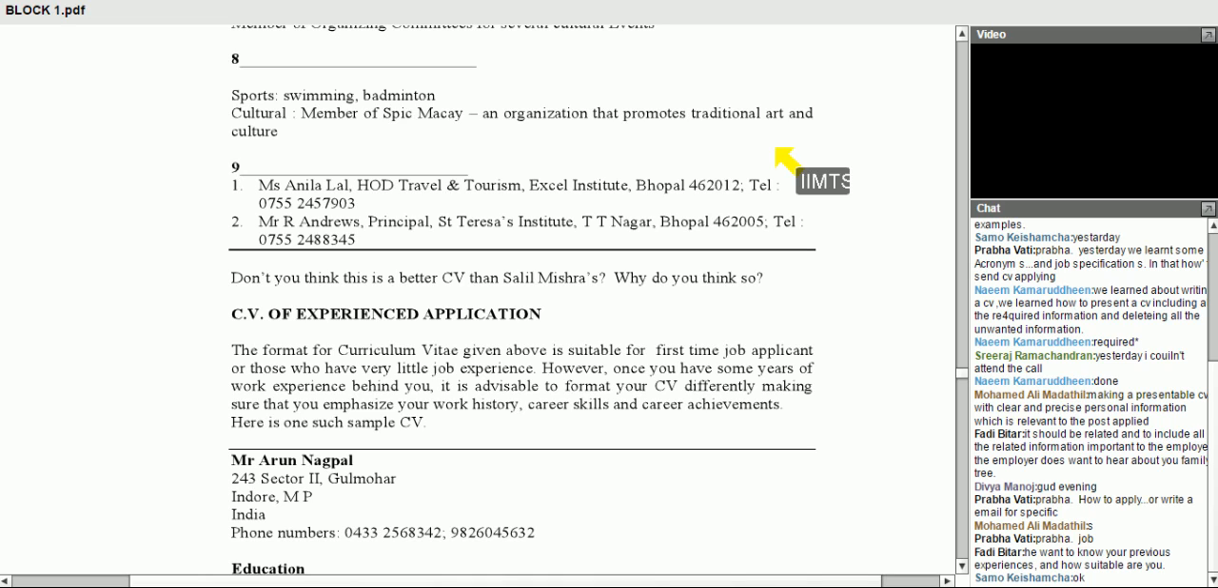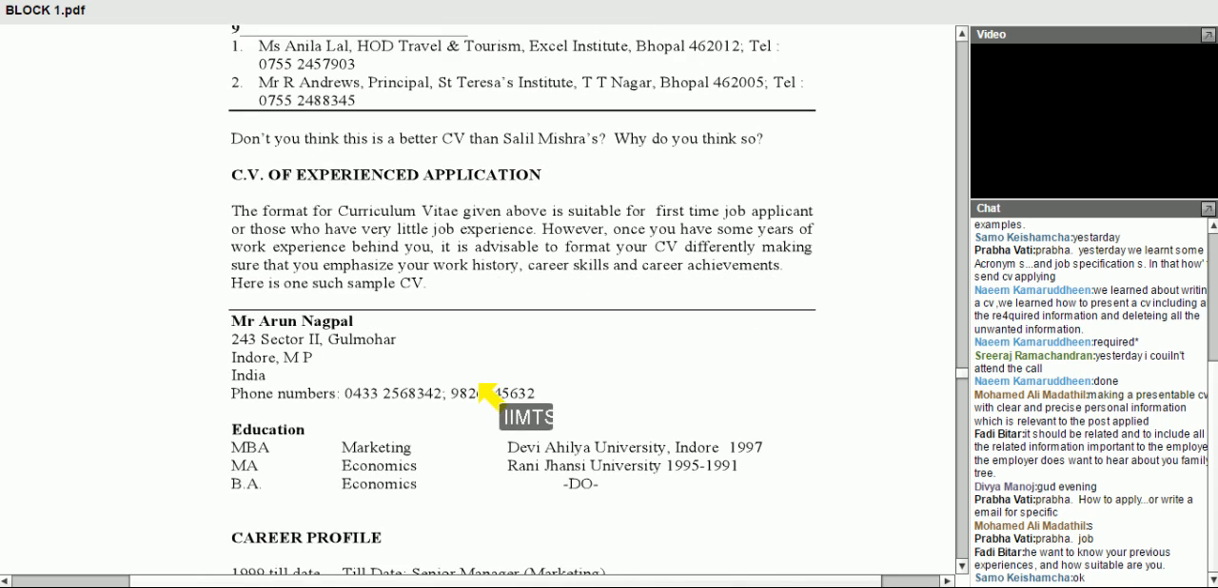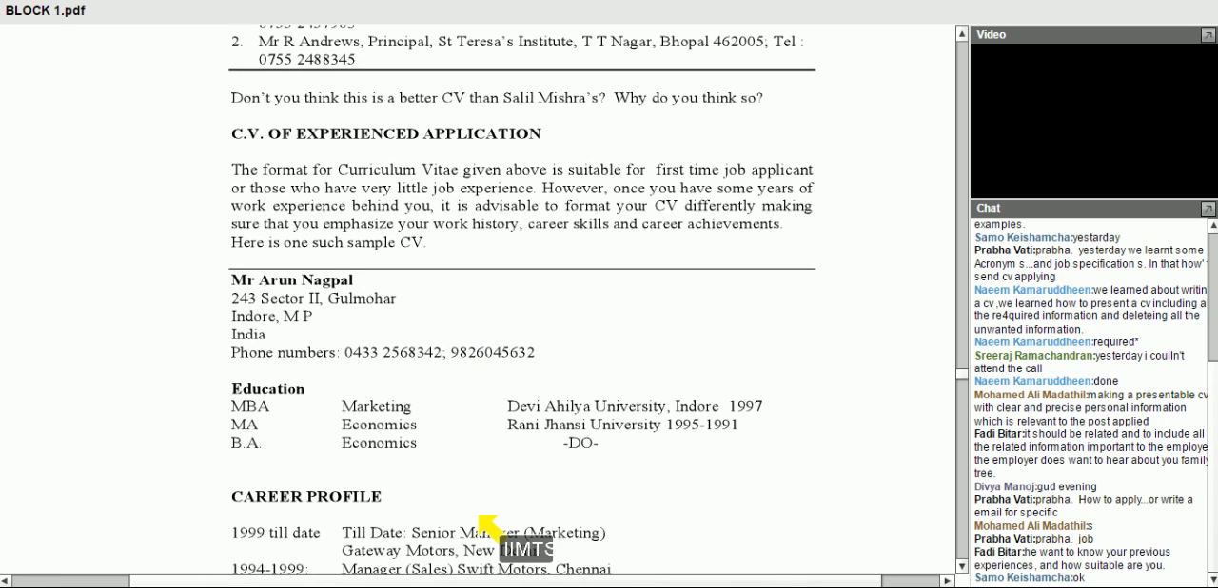Let's learn about it. The format for curriculum vitae given above is suitable for a first-time job applicant, someone applying for the first time or with very little experience. But if you have ample experience, in different domains or even in a particular domain, it is advisable to format your CV differently, emphasizing your work history, career skills and career achievements. The format of the CV for a fresher would be different from that of an experienced candidate. Foremost of all, you have to emphasize your work history. That is the most important thing you need to do, along with career skills and career achievements. And here they have given a sample CV of someone who is experienced.